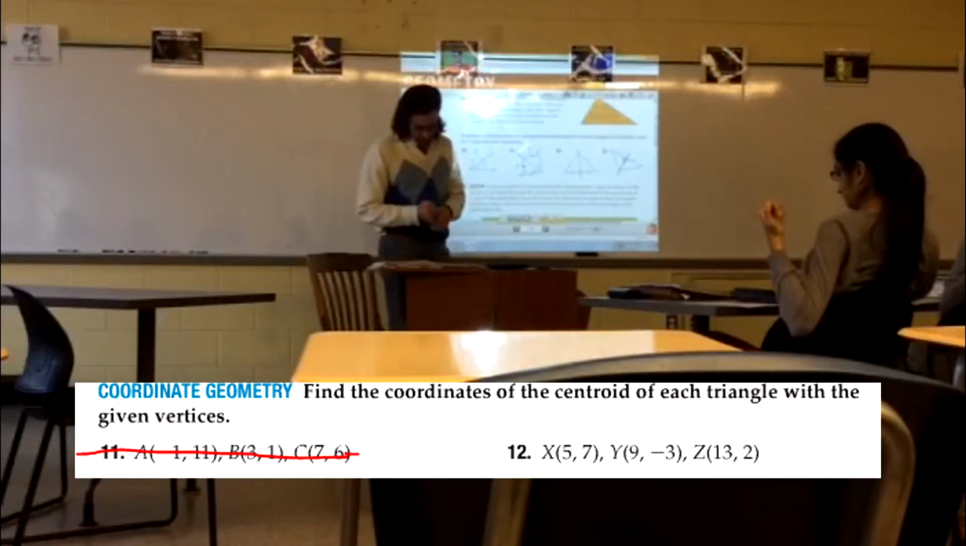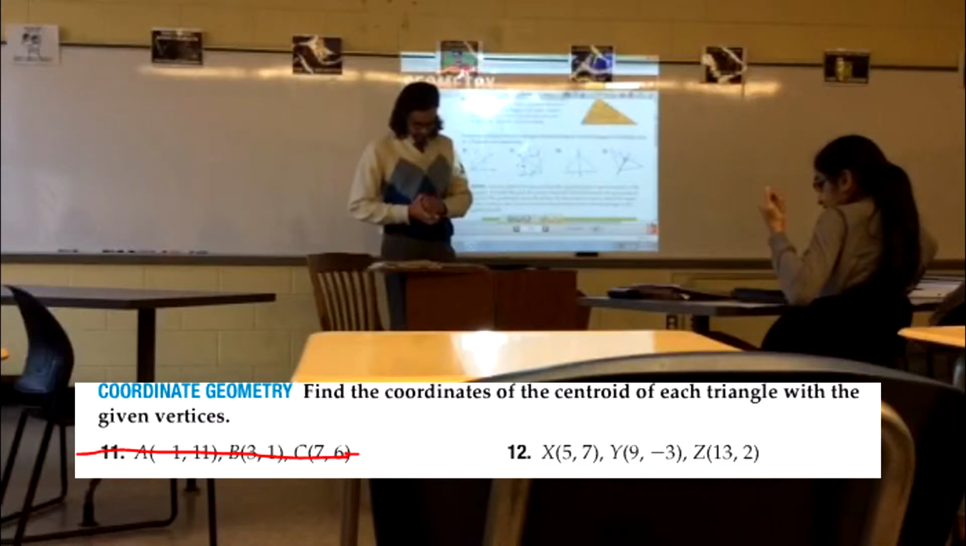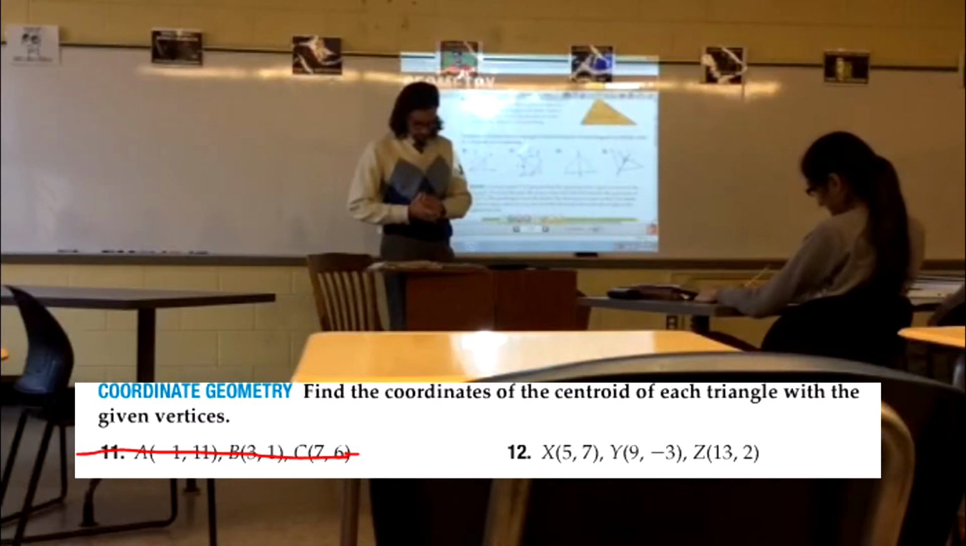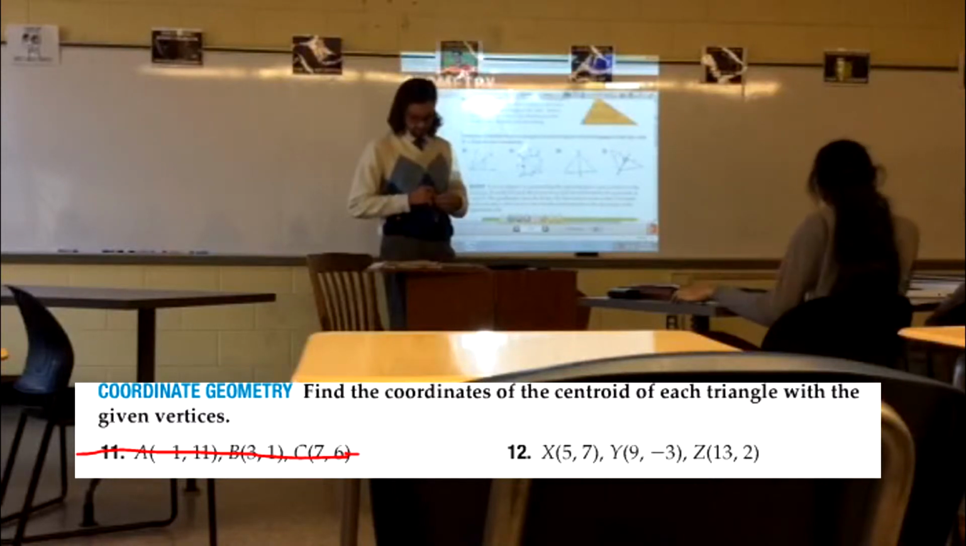The coordinates of the centroid are 9 and 2. X is 9, Y is 2. I have 9.5. 9.5. Yeah, I don't know why.